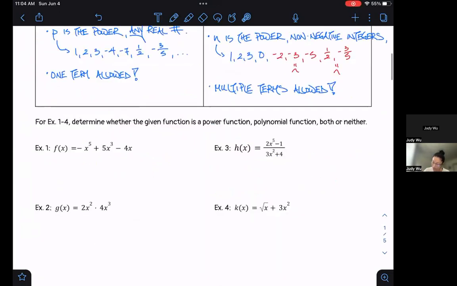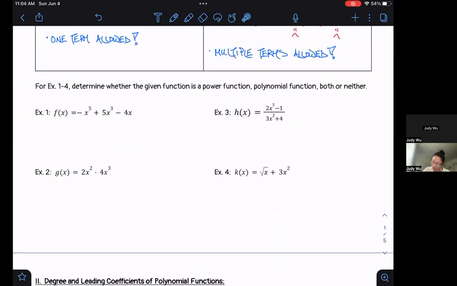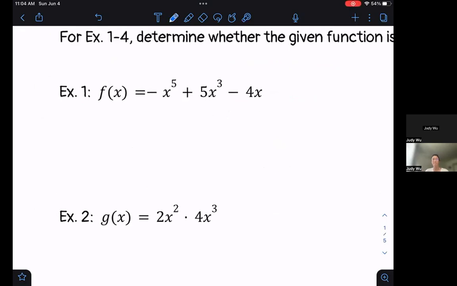So let's take a look at these 4 examples. And the directions say determine whether the given function is a power function, a polynomial function, both, or neither. All right, let's start with example 1.